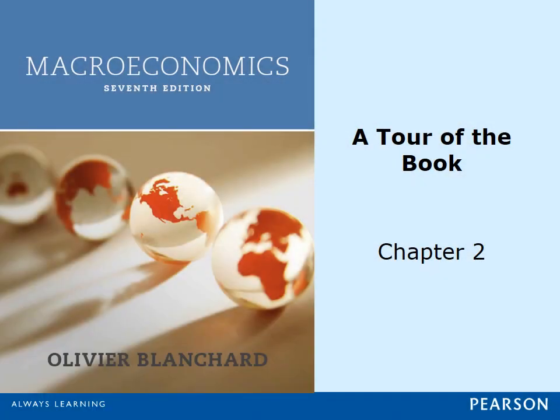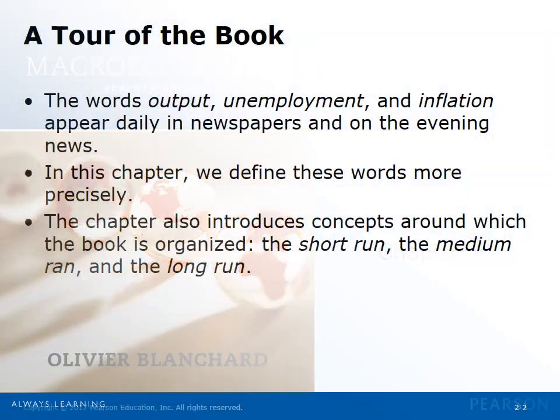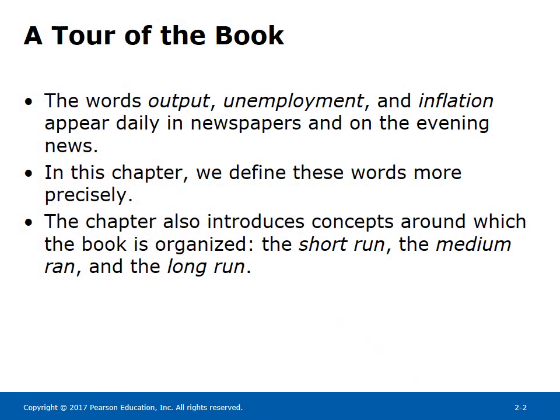Chapter 2, A Tour of the Book. The words output, unemployment, and inflation appear daily in newspapers and on the evening news. In this chapter, we define these words more precisely. The chapter also introduces concepts around which the book is organized: the short run, the medium run, and the long run.